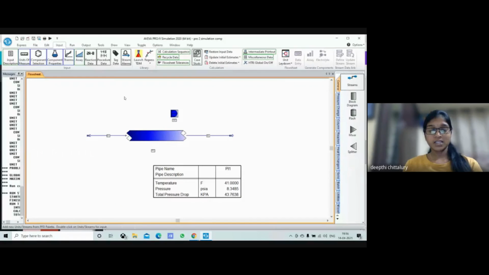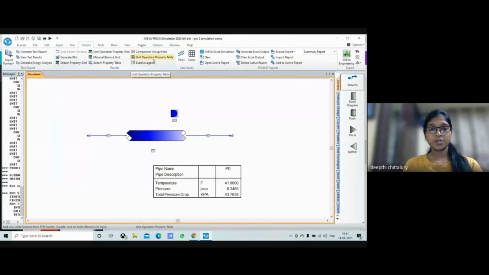Here the blue color indicates that our simulation is successful. To get the results, we have taken an output table, which is the unit operation property table. Here we can see the pressure drop. The result is 43.7638 kilopascals, which is equal to the result of the problem in our textbook, which was done manually. So here I conclude.